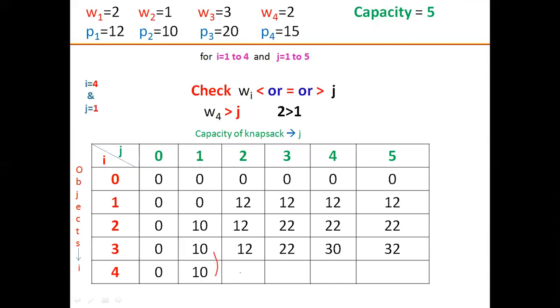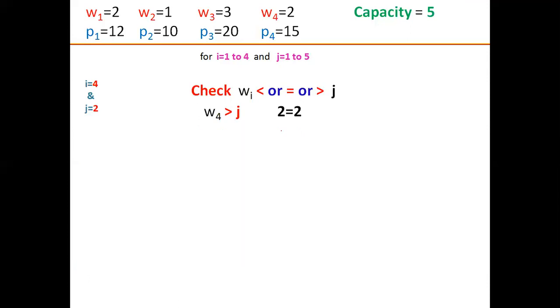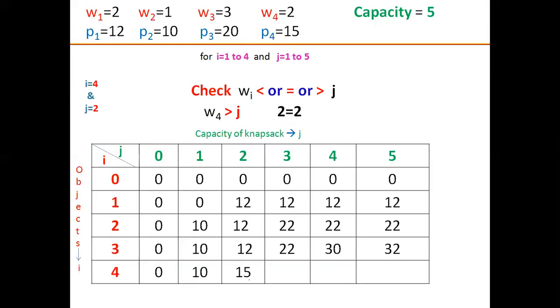Now W4 is again 2, capacity is 2. Yes, I can add that object. If I add that object where capacity is equal to the weight, I will be earning the profit. So here capacity is 2, weight of the object also 2, they are equal. We can add this object. By adding that object, I will be earning the profit P4. P4 is 15 compared to previous value, 15 is greater.